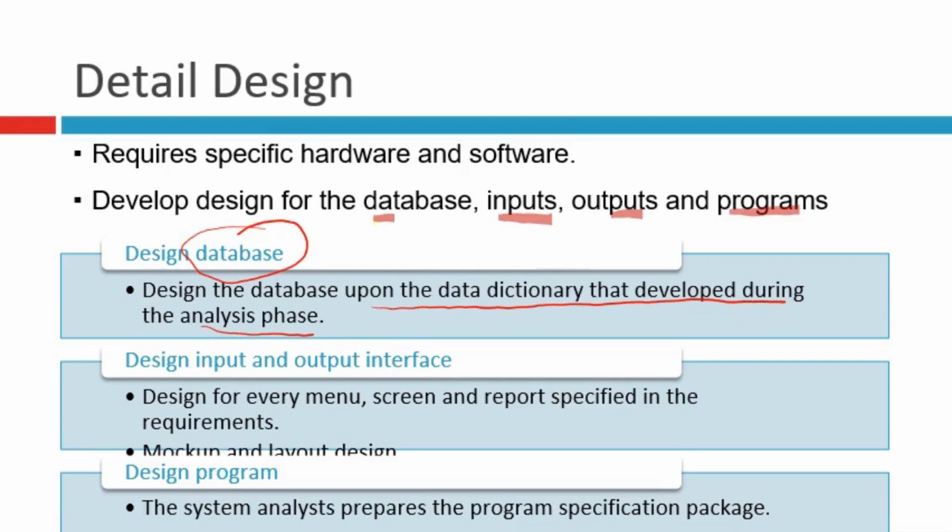Then, the development team or the system analyst will come up with the design of the input and output interface. In this design, there are two types of design that will be created. The first is what we call the mock-up design, and also the layout design. The design of the input and output interface will cover every menu, screen, and report specified in the requirements.